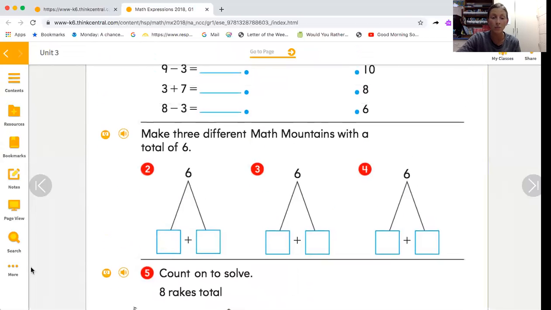All right, on problem number 2, it says make 3 different math mountains with a total of 6. So here's your total. Your partners that make 6 are going to go down here. Think of tiny tumblers. How many different ways can the tiny tumblers tumble? Again, go ahead and pause to solve.